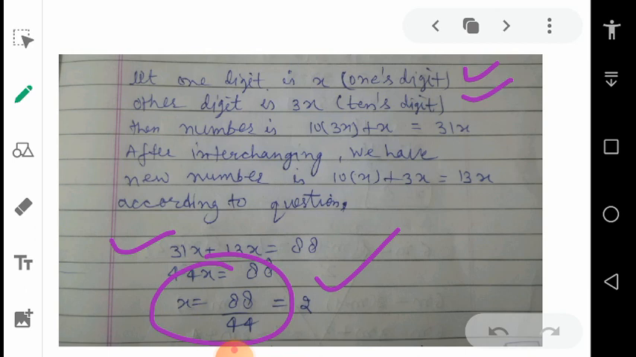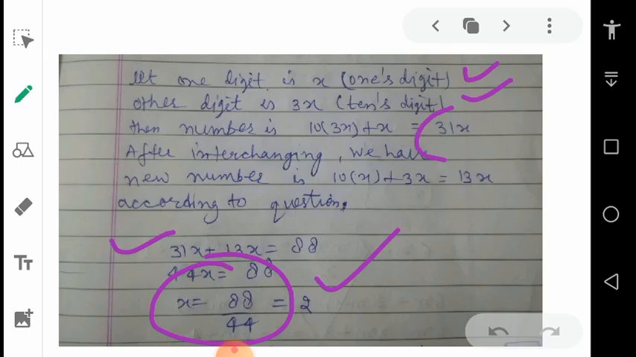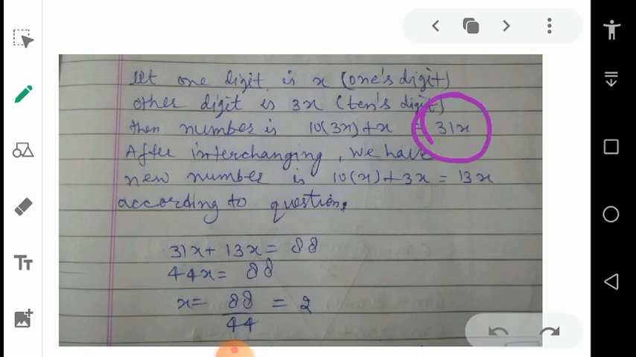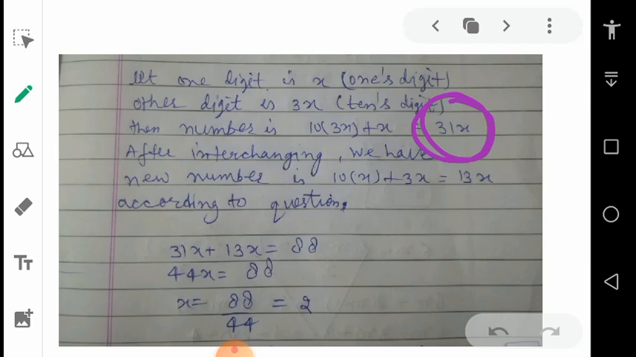So x is 2. Now what to do with x? The original number we can get is 31 into x. See here, the original number was 31x, again inside the circle. So we multiply 31 by x, that is 31 multiplied by 2, which is 62. So our number is 62, but we were not sure whether our one's digit was x or 3x.